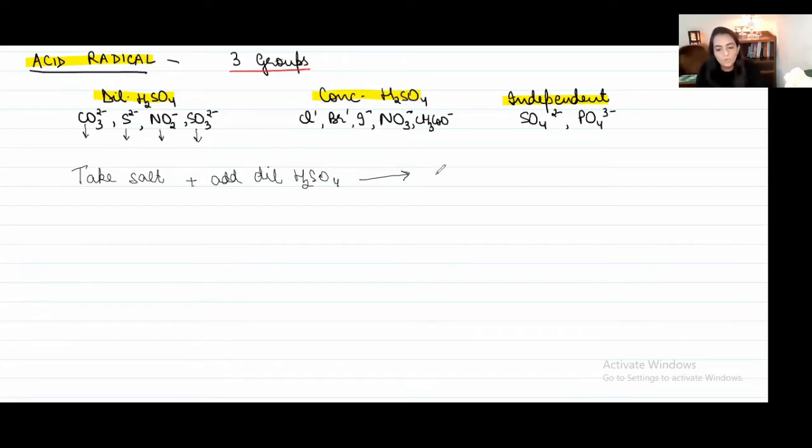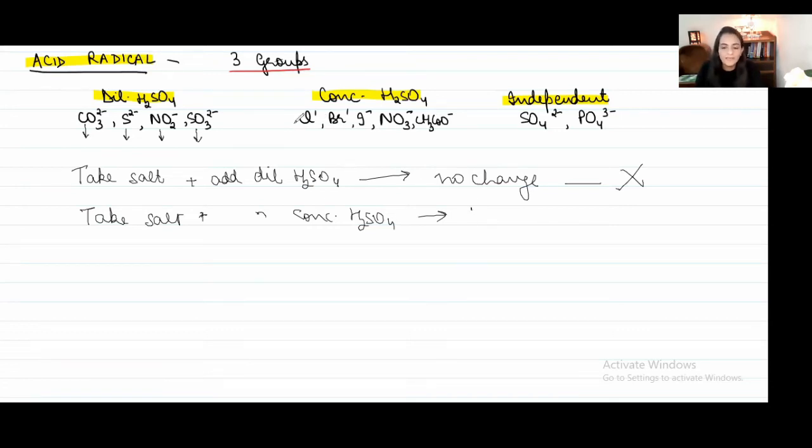In case no change is observed with dilute sulfuric acid, you will discard the solution. Again in a fresh test tube, take salt, add concentrated sulfuric acid this time, and again look for change. You may even warm slightly if you do not get the change as such. So what changes do you observe? If you get a pungent smelling colorless gas, HCl, it will be chloride ion.